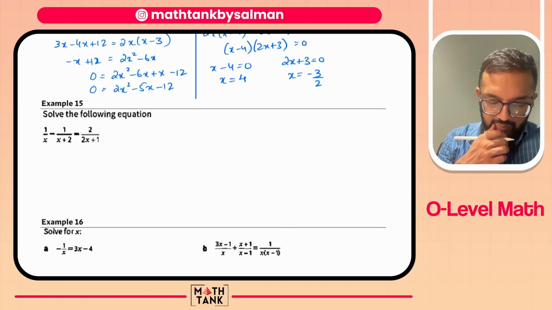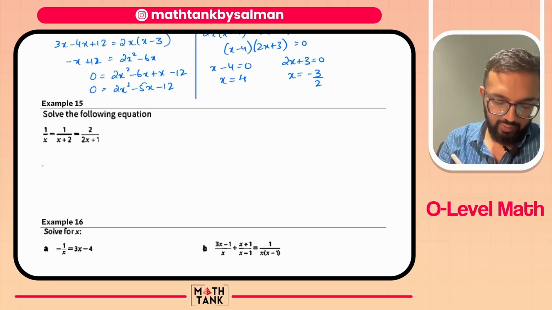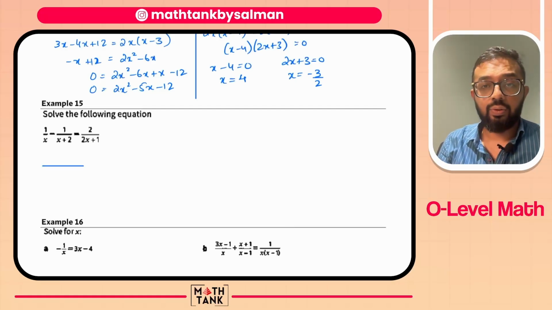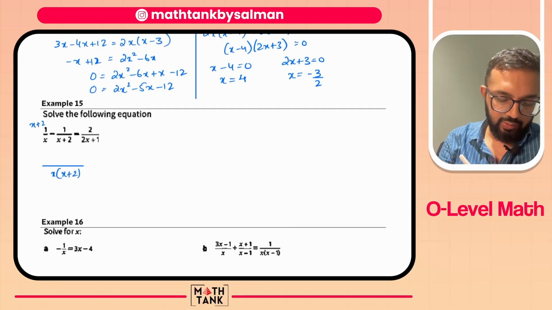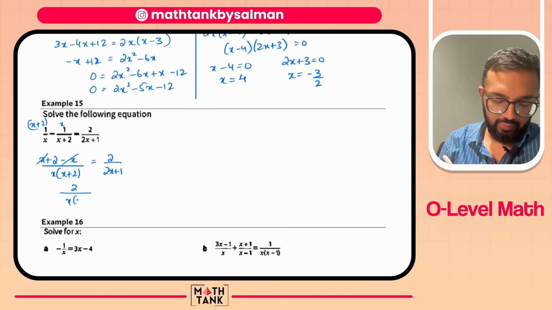Okay, let's see this one. This looks a little bit different since I see fractions on both sides. Again, a common denominator first. So this gets multiplied with x plus 2, and this gets multiplied with x. So I get x plus 2 minus x equals 2 over 2x plus 1.